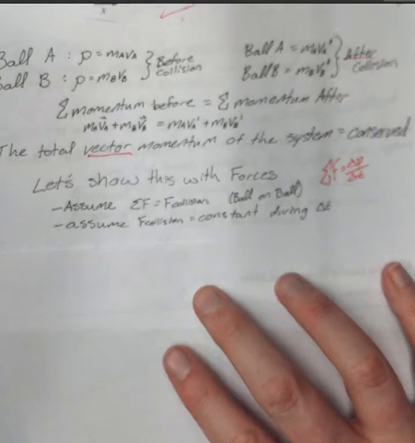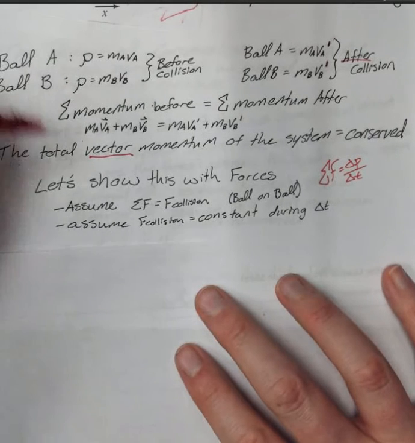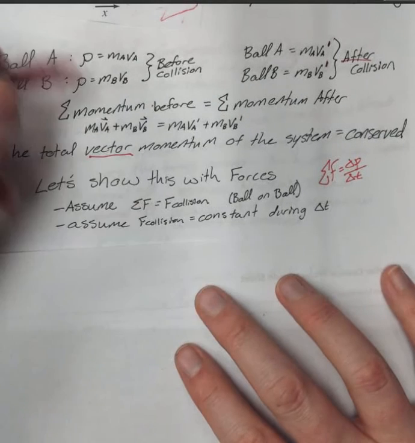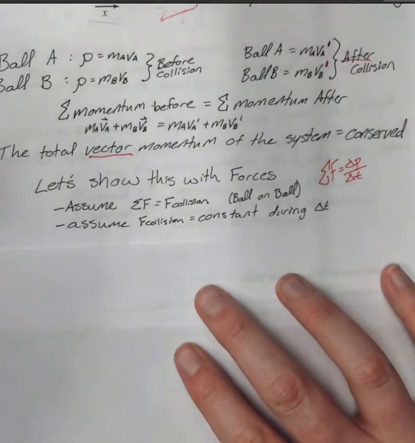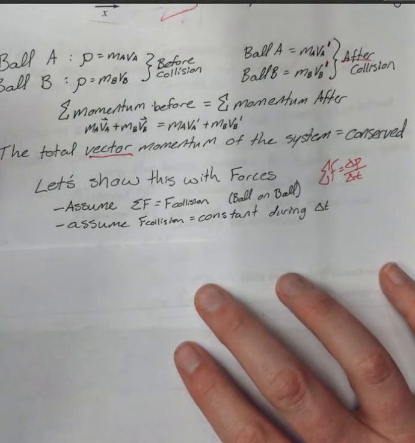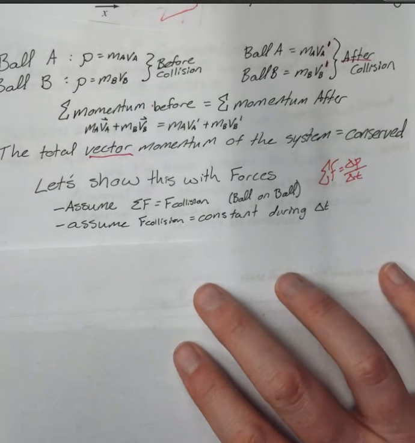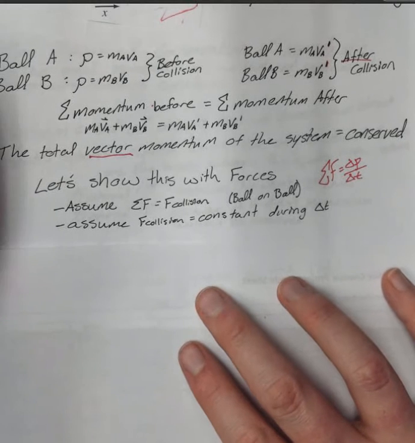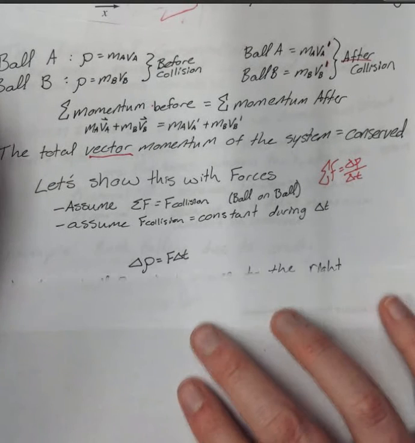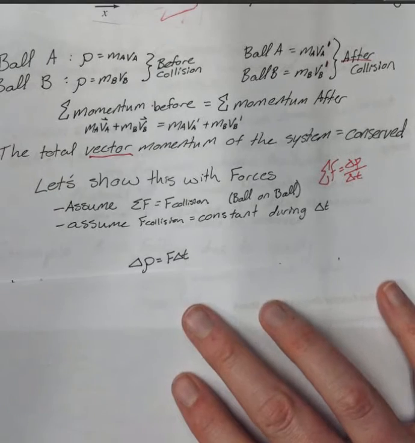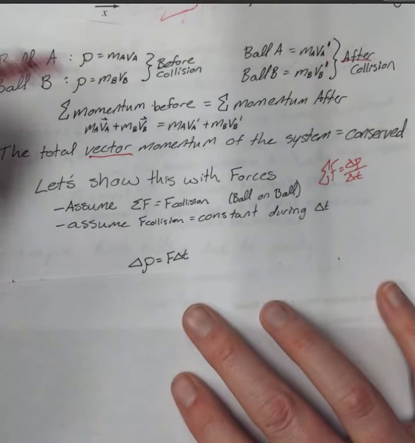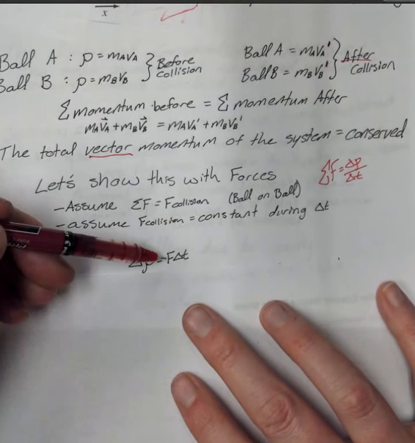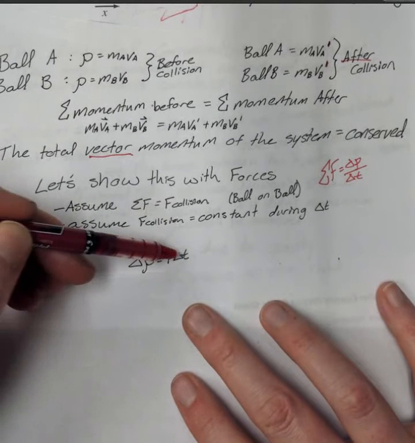We're also going to assume that the force of collision for a ball-on-ball collision is constant during the change in time. So we're assuming it's not a variable force, and that's actually an incorrect assumption, but one that we're going to make temporarily before we address why it's slightly inaccurate. So I rearrange this equation by multiplying both sides by the change in time, and I get that the change in momentum is equal to the force times the change in time.